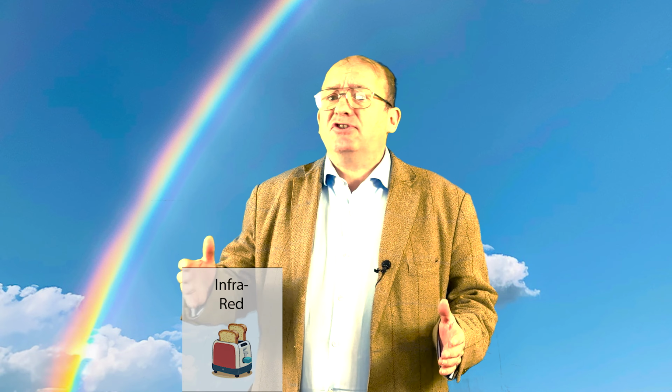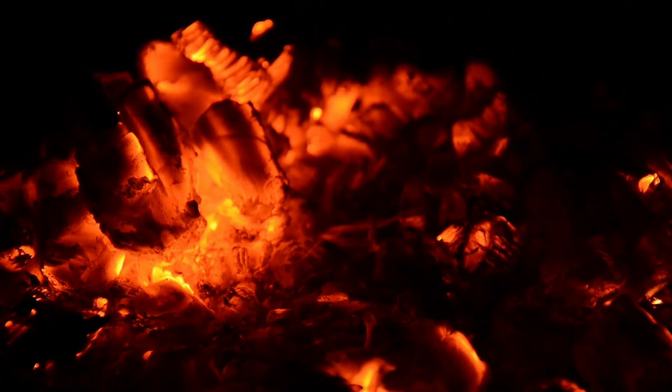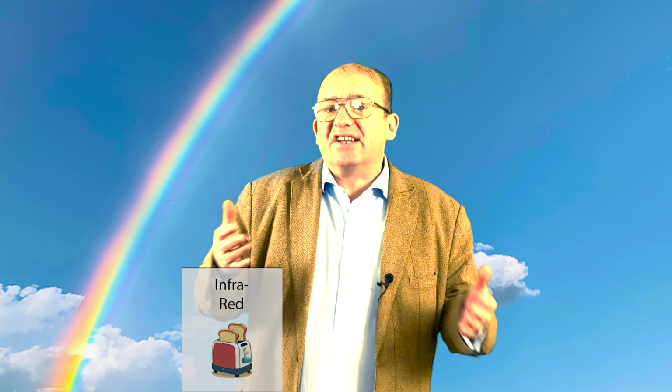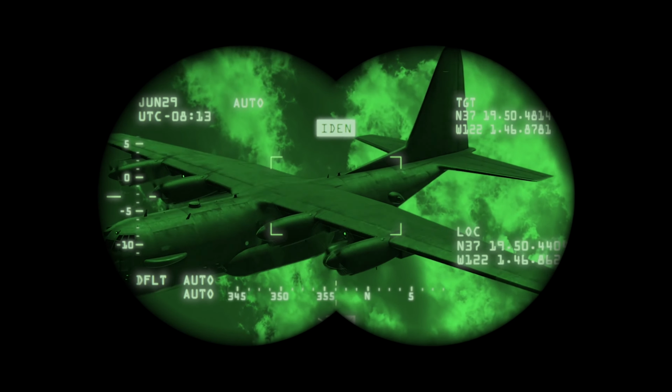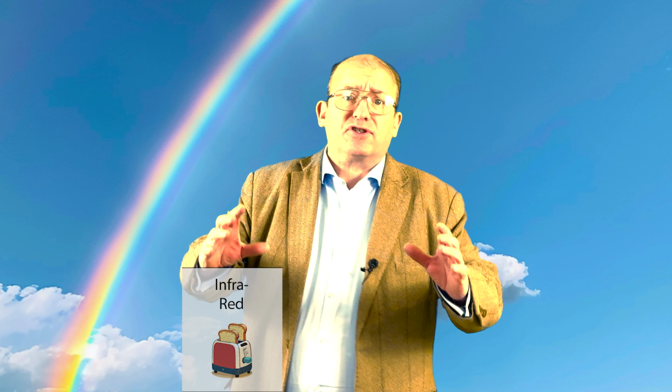Next up we have infrared radiation, which we often feel as heat. It's that heat you feel when you stand close to a fire or put your hands round your hot cup of tea. Some cameras can detect infrared radiation. This is used in night vision and by fire services to detect hot spots where a fire could reignite.